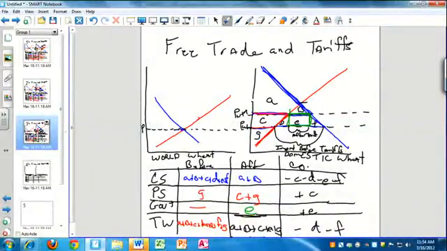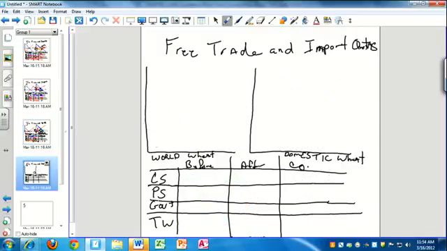Now, let's do an import quota. An import quota, just like with the tariff, is a restriction.